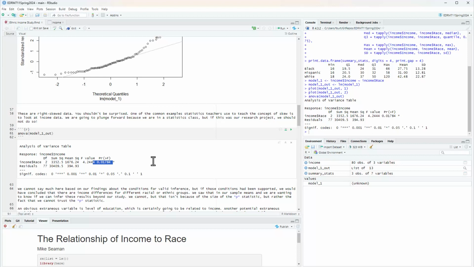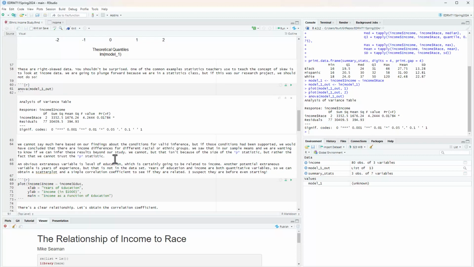But we still are looking at the p-statistic about making inferences outside of this study. Can we expect to see outside of this study that there are differences? Not the differences we observed, but that there are some differences in the means. Again, though, we're not going to do this here because we've not met the conditions for valid inference, but that's what we would do if we had met those conditions for valid inference. So we can't say much based upon our findings.